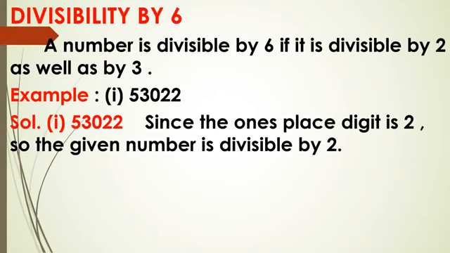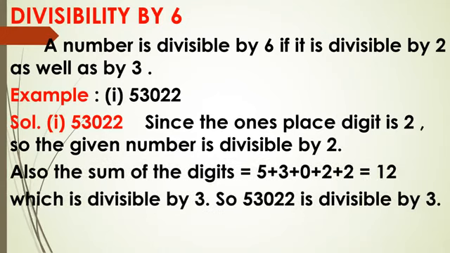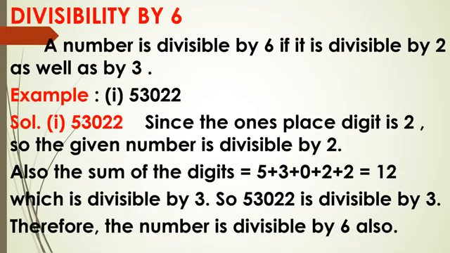The sum of the digits is 12, which is divisible by 3. So, the complete number is divisible by 3. Okay. So, as the number is divisible by 2 and also by 3, it is divisible by 6 also. Clear?